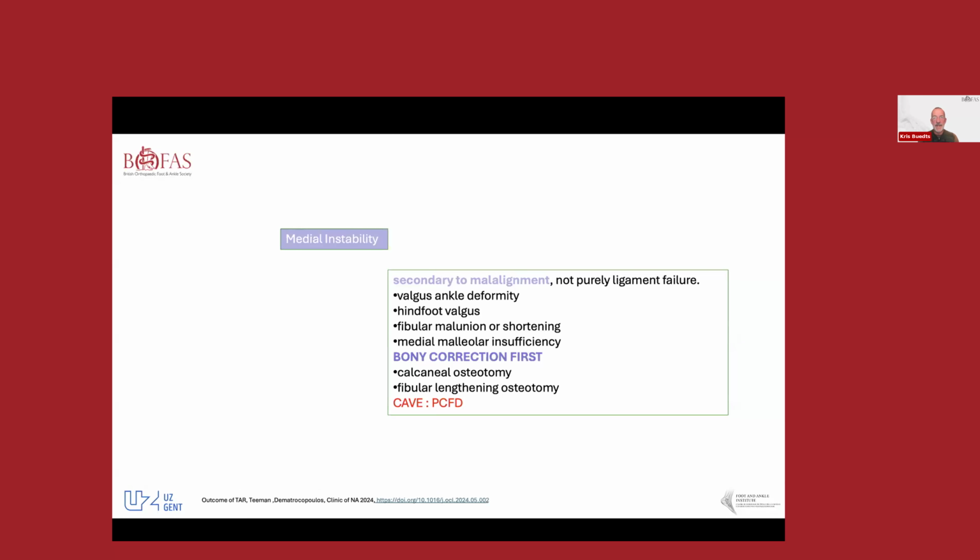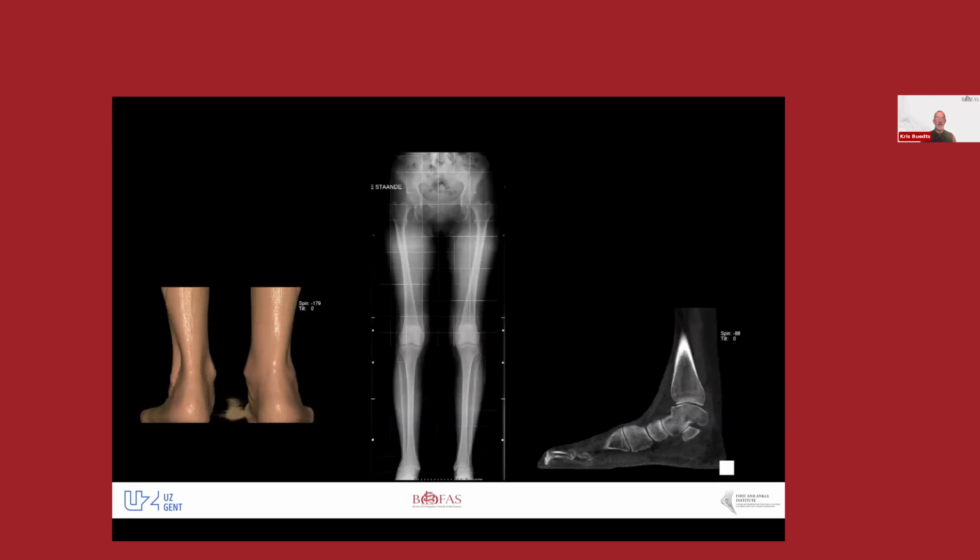If you have a medial instability, then you have to think what causes the medial instability. It's not only medial instability. It can be a valgus ankle deformity, hindfoot valgus, fibular malunion or shortening, or it can be a medial malleolar insufficiency. And then you have to think that you have to do the bony correction first, so it's not purely ligament. If you have a flat foot disease, then it's another thing. Then you have an unstable foot underneath your ankle prosthesis or your ankle joint, and you have to be able to address the unstable foot deformity in relation to the ankle joint.